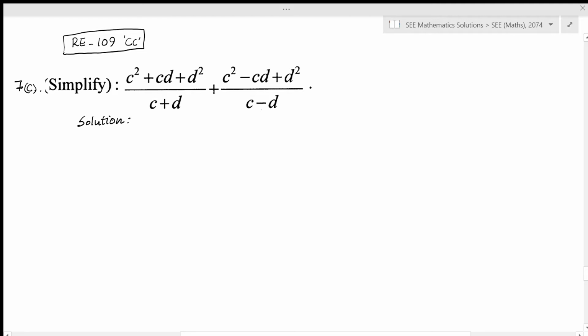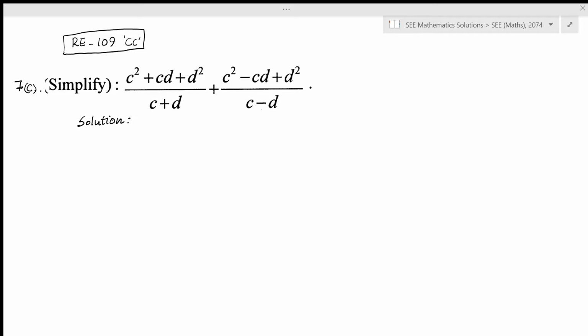need to repeat the problem or write given, because that is already given in the question, right? You just need to write the process or write the answer. So we can start directly. We can start by taking the LCM, right?